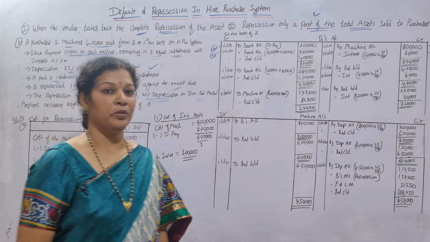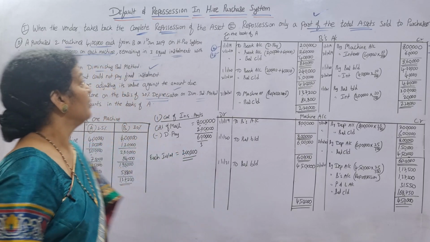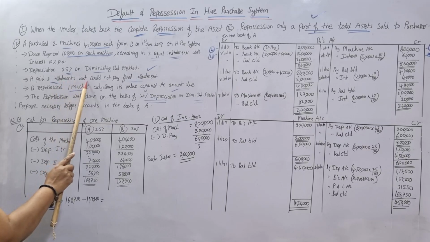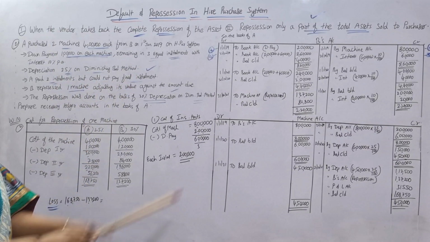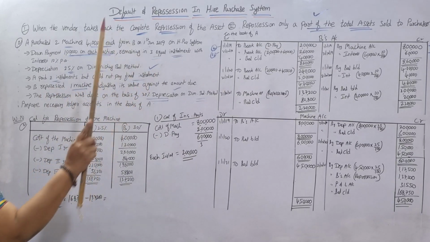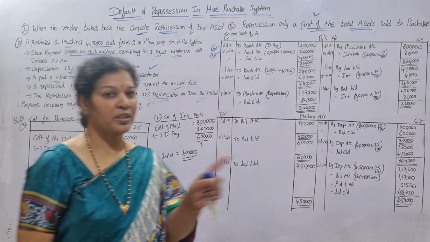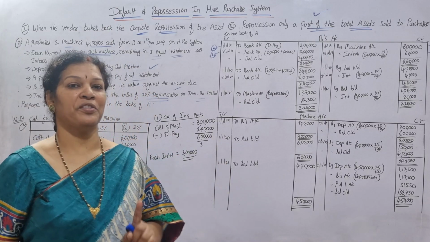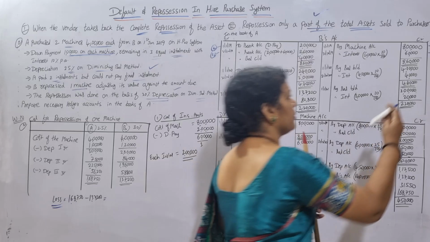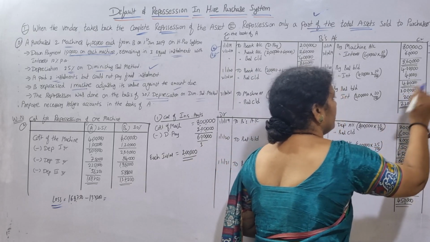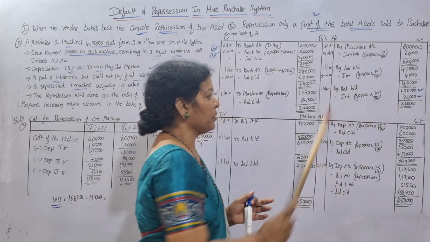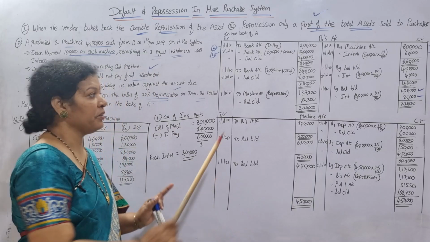The third year he could not make the payment. A paid 2 installments but could not pay the final installment. Final means the third one he could not pay. B repossessed 1 machine, adjusting its value against the amount due. Now third year he took 1 machine. The third year focus. Balance brought down, anyhow you got it. Interest also calculate. 2 lakh into 10%. You got 20,000.